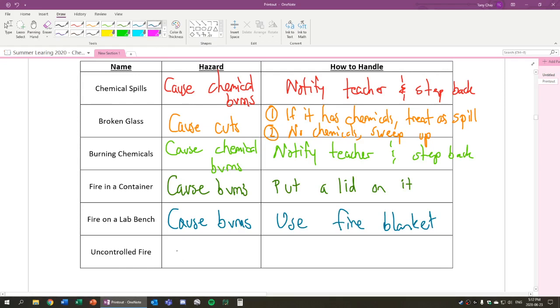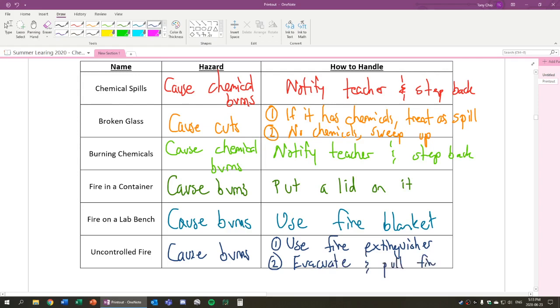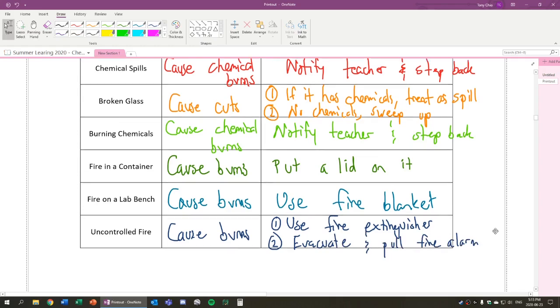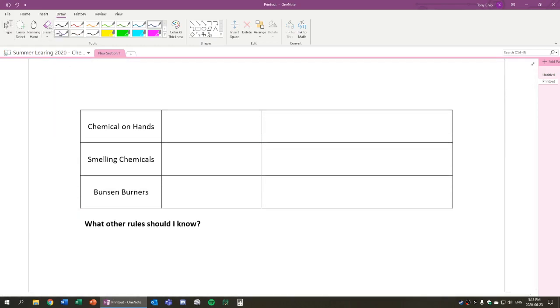The next one right here, uncontrolled fire, can also cause burns. But this one's a little more difficult. The first one is use fire extinguisher if you're trained. But the second thing, evacuate, and pull fire alarm. If you get chemicals on your hand, this can cause chemical burns. So in this case, what you want to do is use neutralization kit if it's an acid or base, and wash with fast running water.